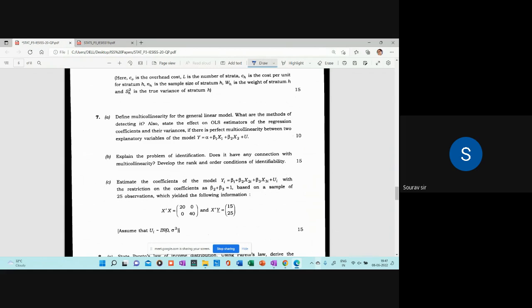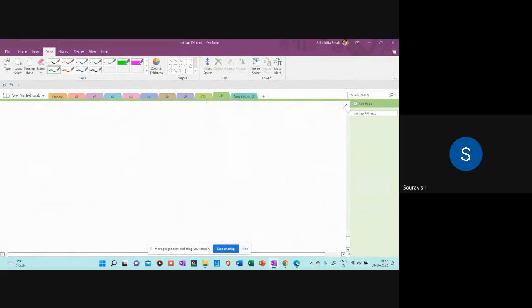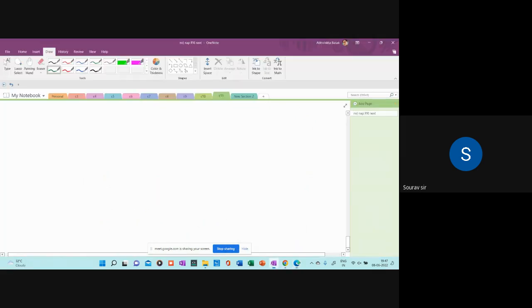So when we need to define multicollinearity in general linear models, we need to define the factors which are actually responsible for this multicollinearity. Before we move on to multicollinearity, I should define what exact multicollinearity is. So we are going to define that portion when we deal with this particular equation. Define multicollinearity for general linear model, I am just explaining this portion.